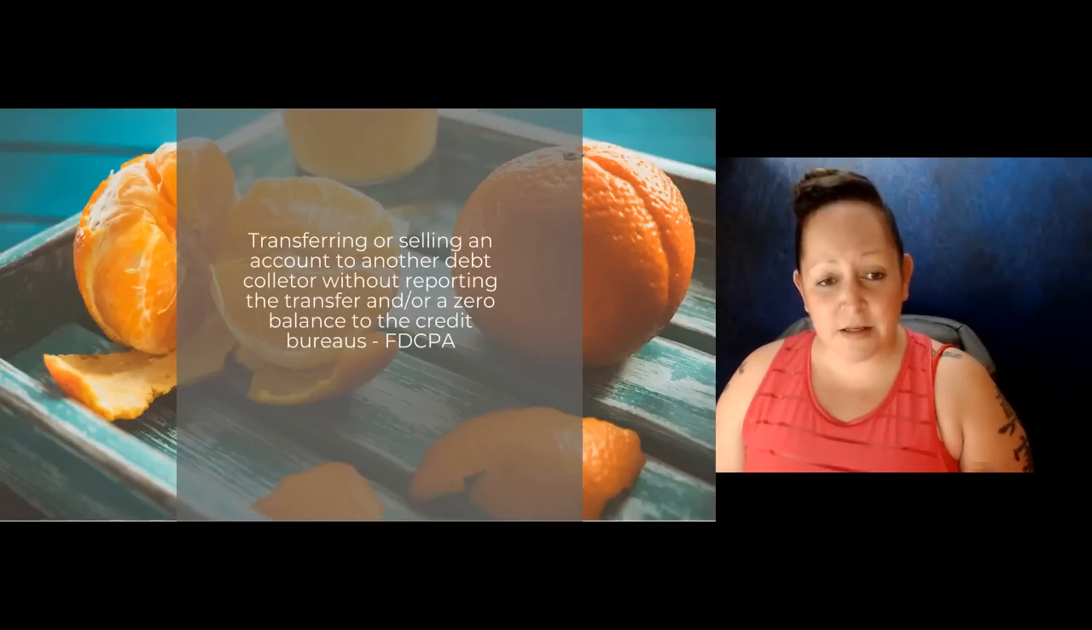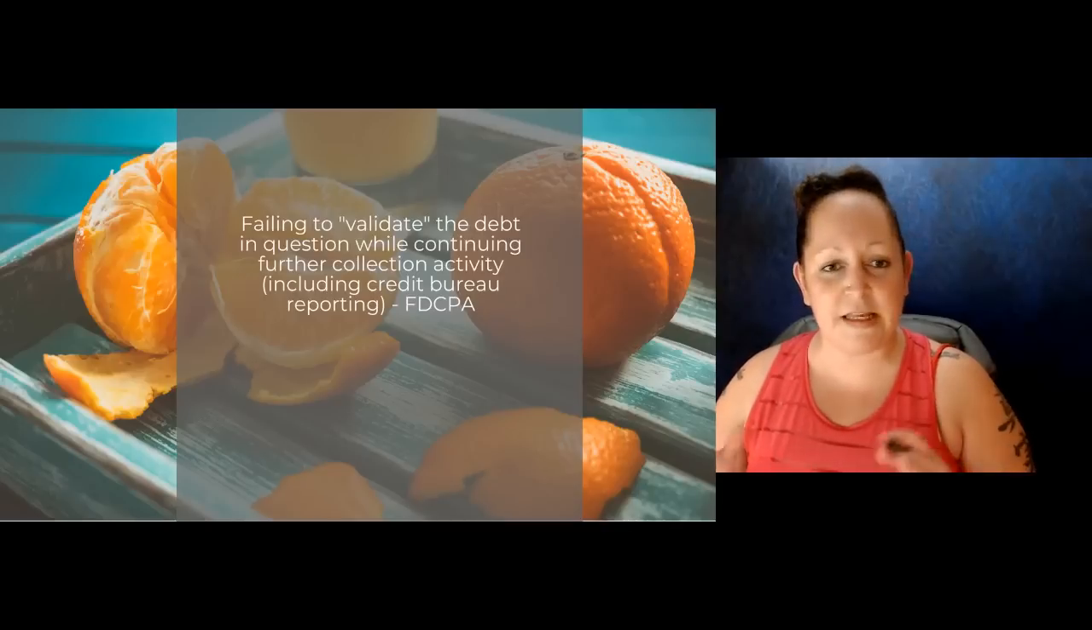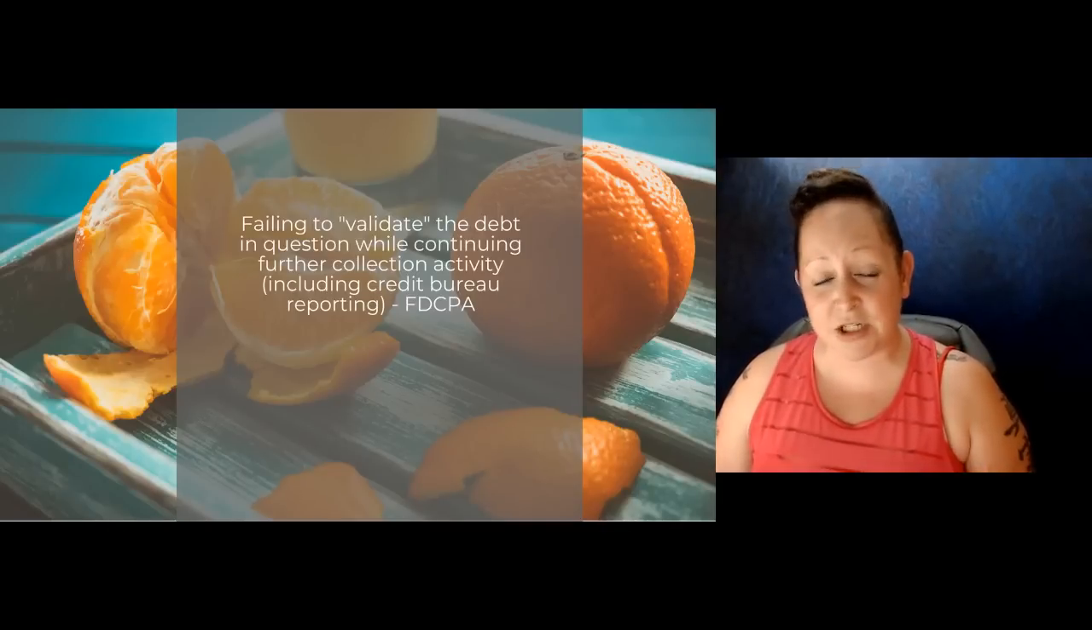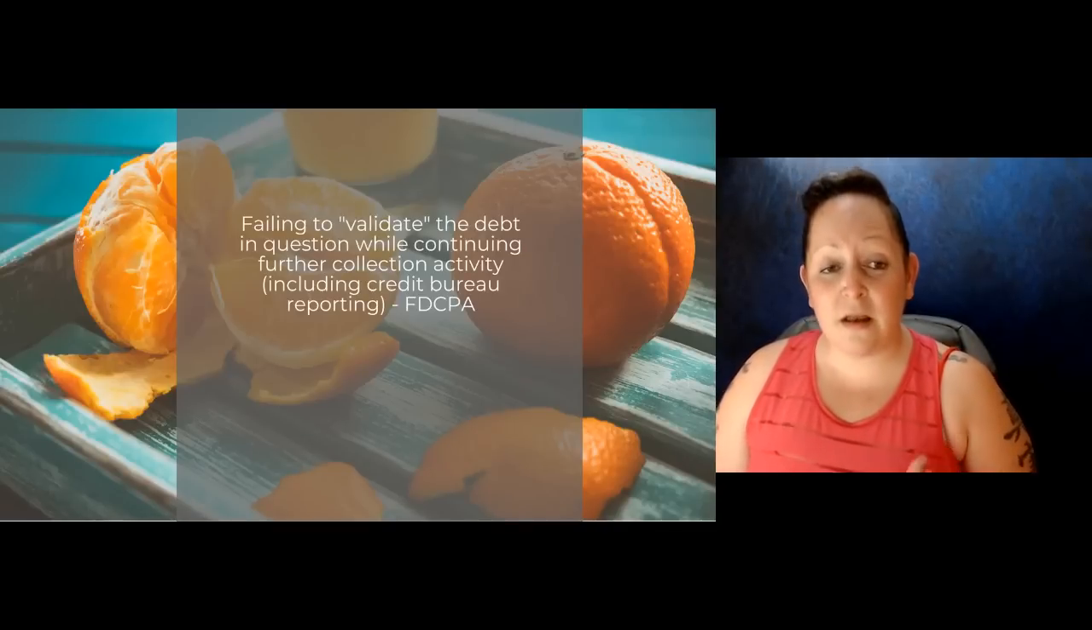Okay. Here's another one that's the same, and I have them up here for a reason. Okay, failing to report a disputed account. You get what I'm saying? They're all the same, and that's why they're so important, and they're spread across so many different sections of the FCRA and the FDCPA. Okay, so here's another one. I am going to find the one I'm looking for, but here's another one.